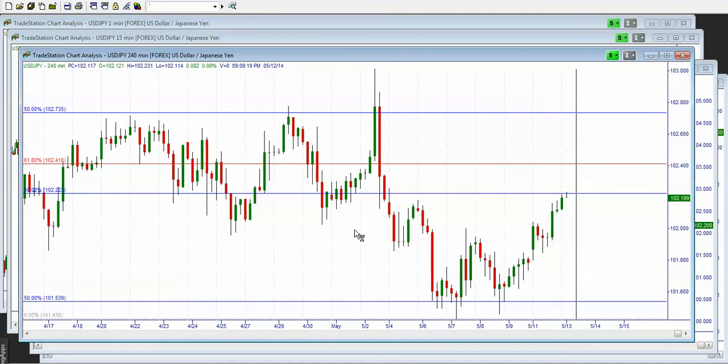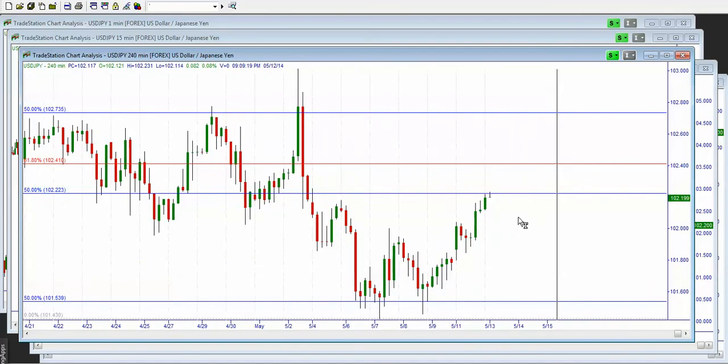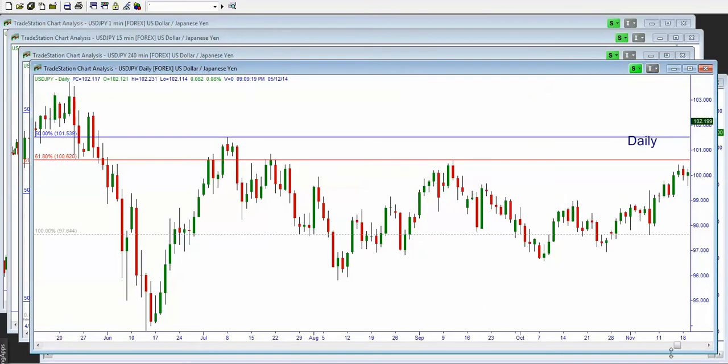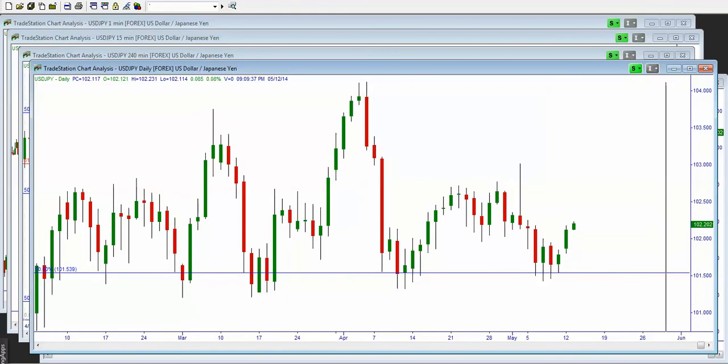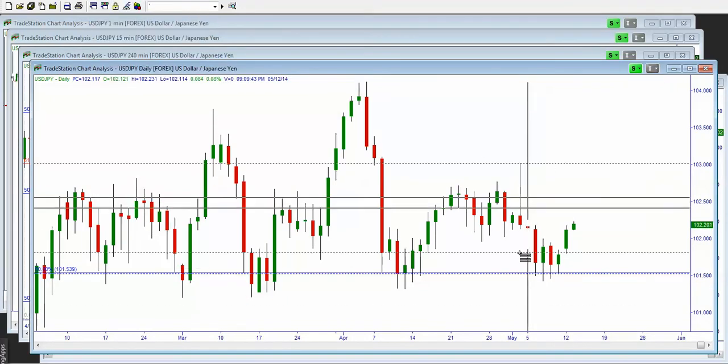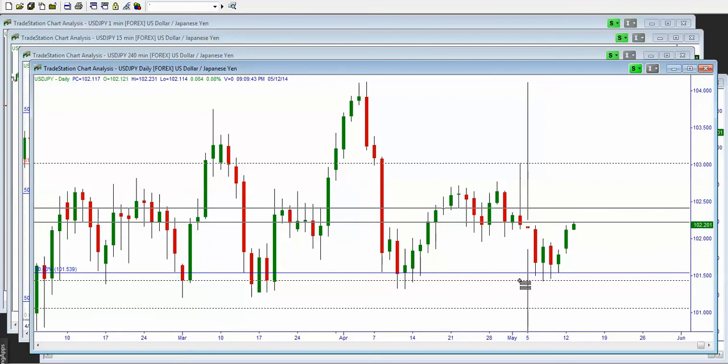Now at the moment we are at this 102.22 area of resistance. So we can anticipate a continuation higher, but we always have to keep in mind that there are players on the opposite side, and there is no need to rush.